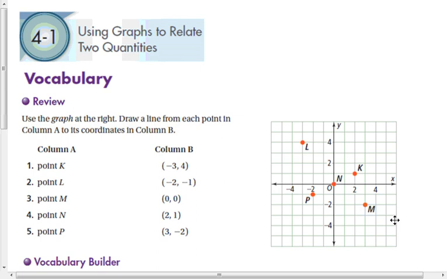Hey students, this is lesson 401, using graphs to relate quantities. In this lesson, we're going to learn how to create graphs to represent situations and to identify the different parts of the graphs. All right, go ahead and do this review. I'll check back with you.